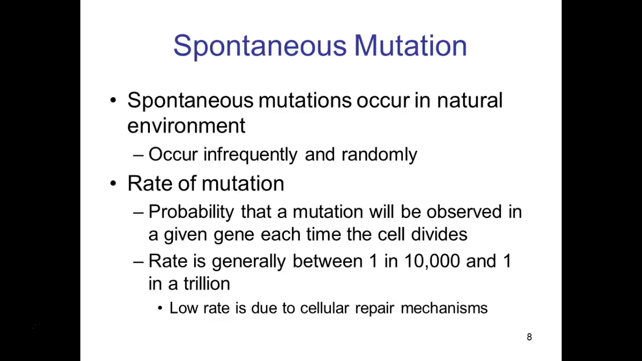Okay, so these mutations happen spontaneously. They occur infrequently and randomly. And the rate at which it happens can vary extensively. The reason why the rate is not very high is because, again, most cells have repair mechanisms. Because, again, DNA is precious. That's your information on how to do what you're going to do, when you're going to do it, how you're going to do it. And you don't want that information damaged. You want it protected as best you can.